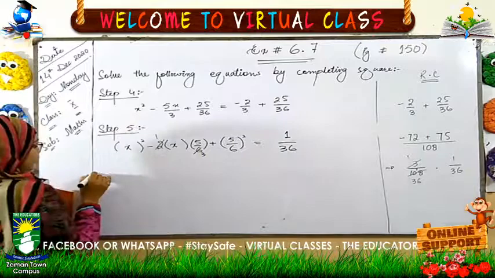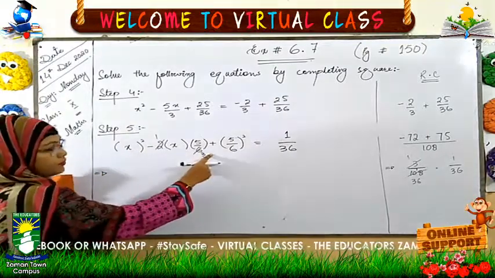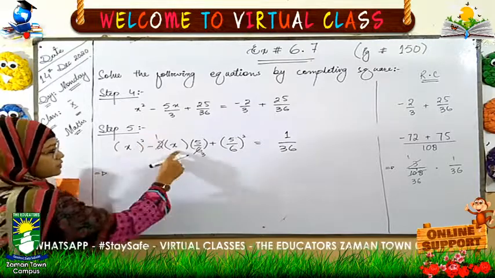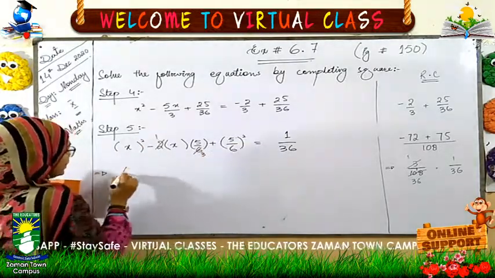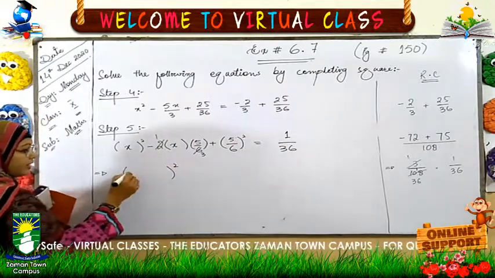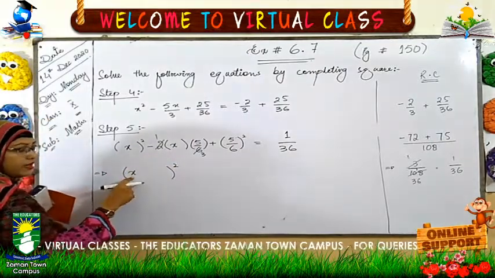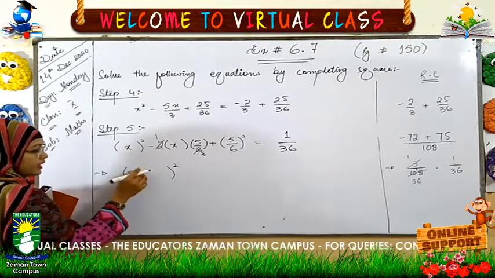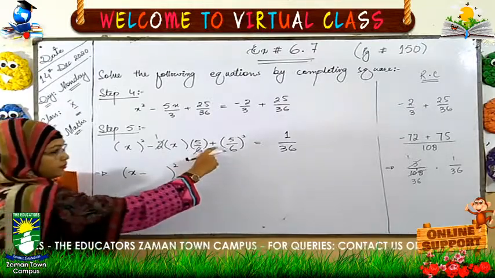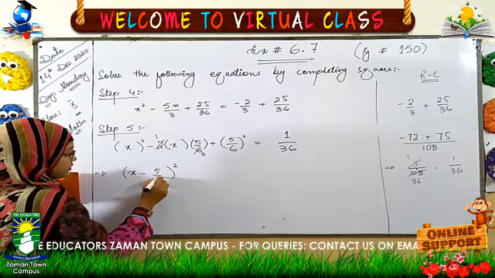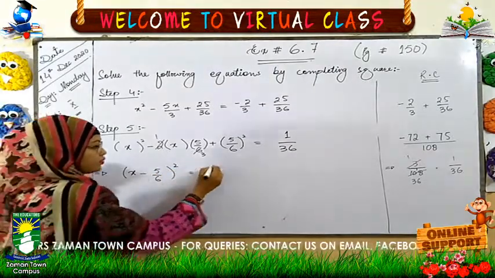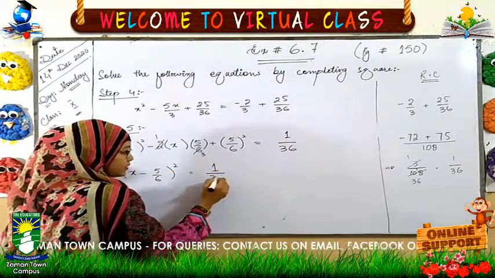Okay. Here what we have to do? We have to write the perfect square as a completing square, meaning a square minus 2ab plus b square is equal to a minus b whole square. But here in place of a we have written x, and since we are having minus, we will apply the formula for minus, with 5 upon 6 as b. So x minus 5 upon 6 whole square is equal to 1 upon 36.